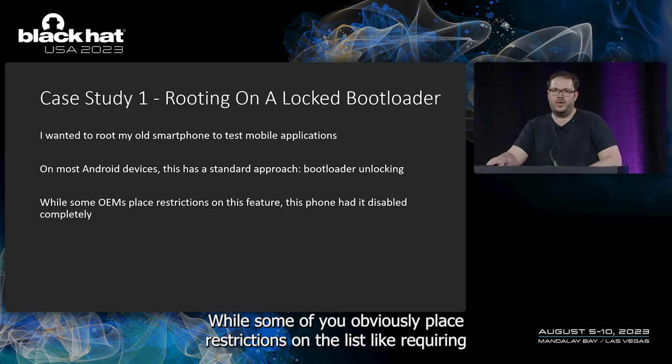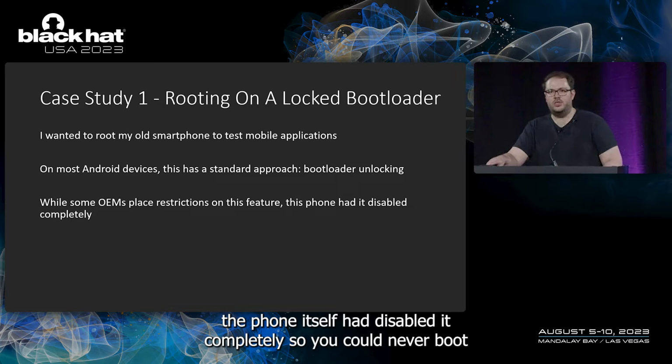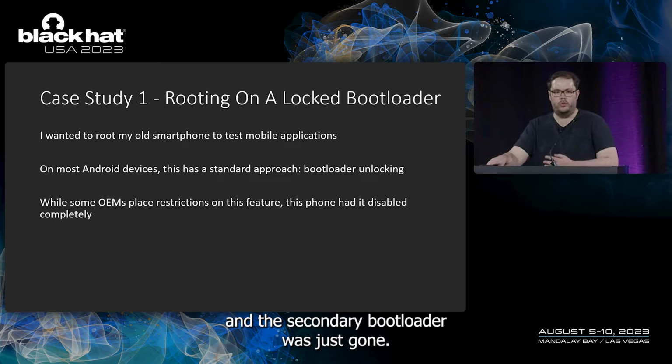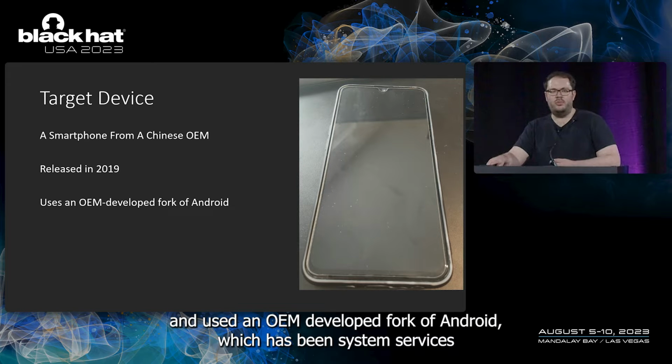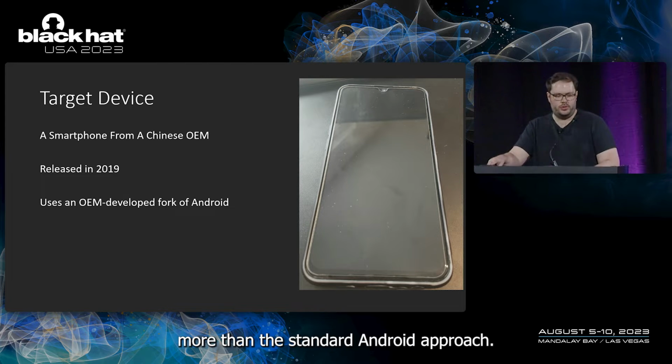While some OEMs do place restrictions on this, like requiring their own special applications to connect to the phone to do this, the phone itself had disabled it completely, so you could never boot into that mode, and the attack surface of the USB on the secondary bootloader was just gone. The target device was a smartphone from a Chinese OEM released in 2019 and used an OEM-developed fork of Android, which has its own system services and additional security protections to try and harden it more than the standard Android approach.